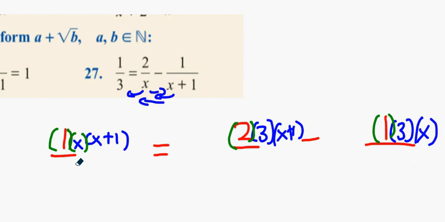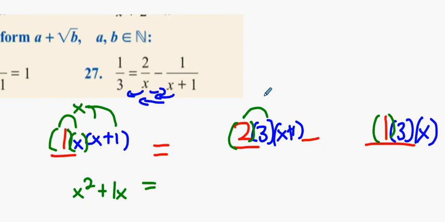Okay, now what's next? When you're multiplying, guys, you multiply 2 at a time. What's 1 times x? X. What's x times x plus 1? X squared. 1x. 2 times 3? 6 times x plus 1? 6 times x? Yeah. Plus 6. 6 multiplies by both of them. 1 times 3? 3 times x? So it's minus 3x.